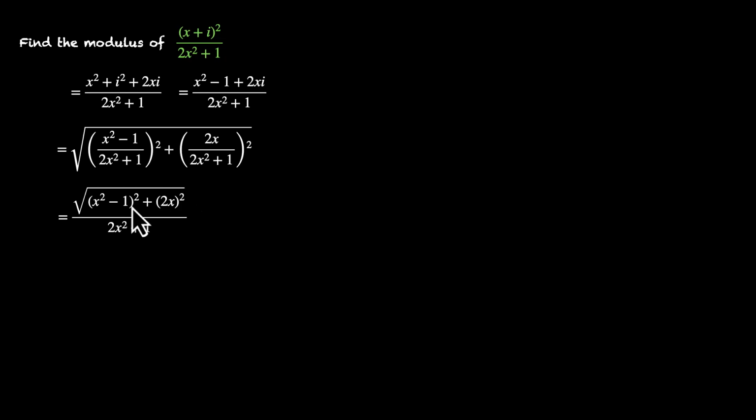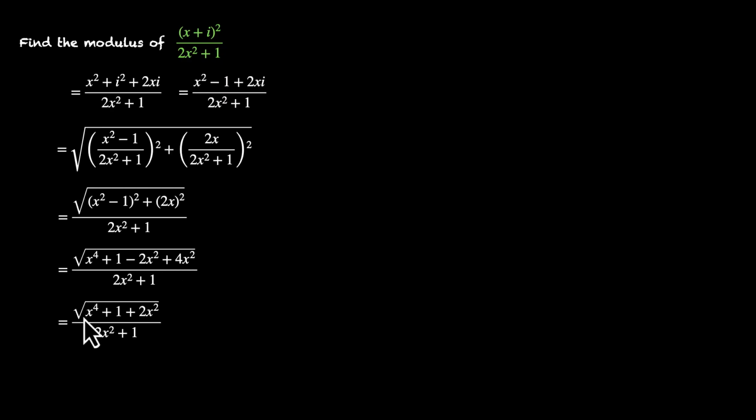Now let's open the square. We have x⁴ + 1 − 2x². This is (a − b)², plus (2x)², that's equal to 4x². So this is x⁴ + 1 − 2x² + 4x². Minus 2 plus 4, that's plus 2. So this is x⁴ + 1 + 2x².